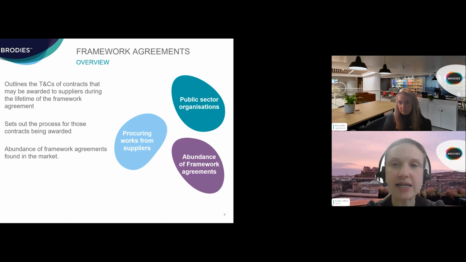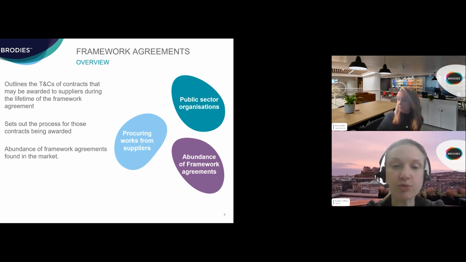And for clarity, when I'm speaking about a framework agreement, I'm referring to an agreement that sets out terms and conditions of contracts that may be awarded to suppliers who are signed up to the framework during the lifetime of that framework agreement, usually 3 to 4 years. And if the procurement regulations in Scotland or England apply, then the maximum duration, other than in exceptional circumstances, will be 4 years for the framework.